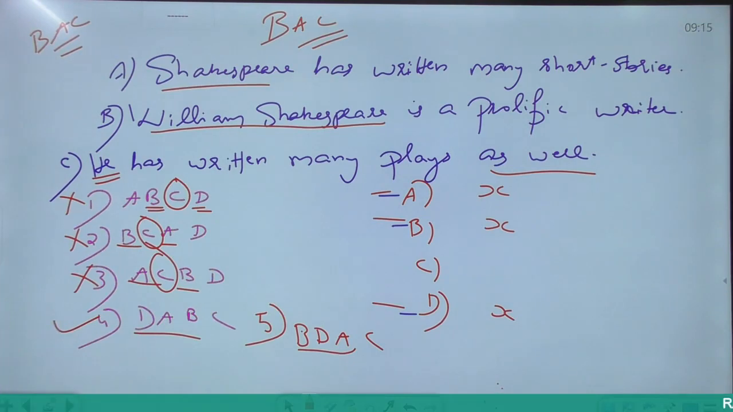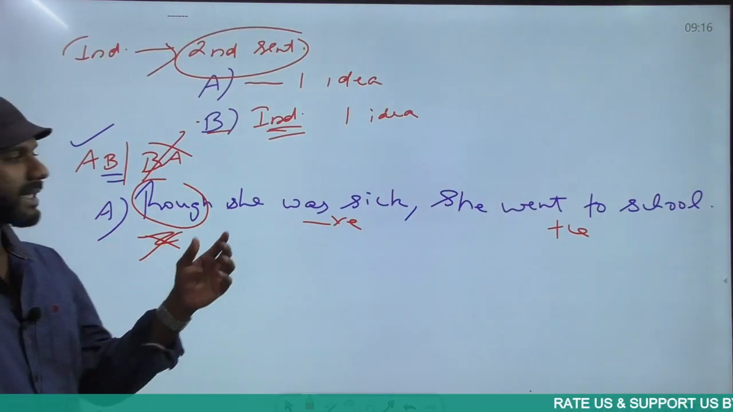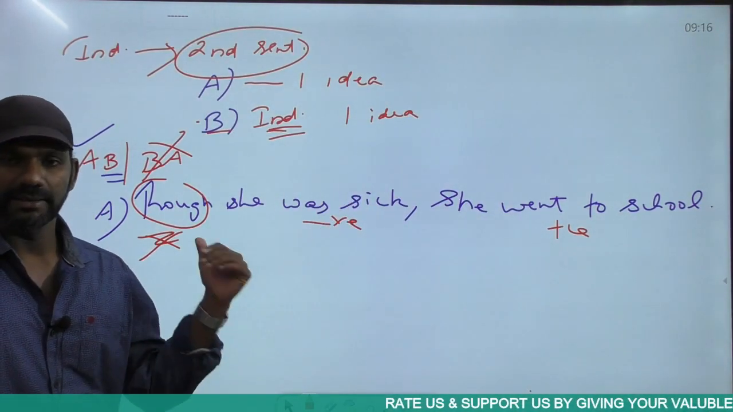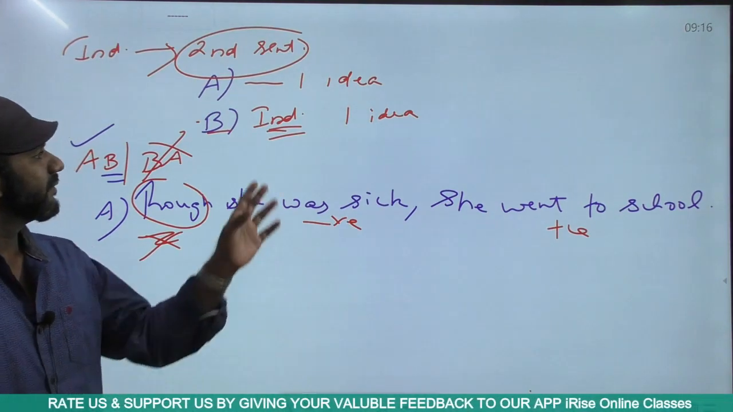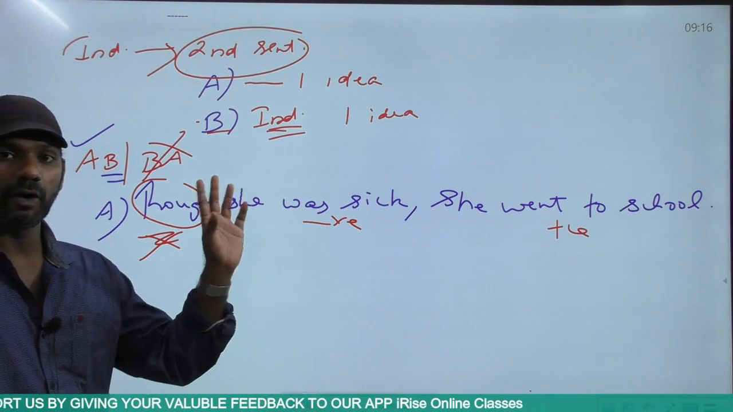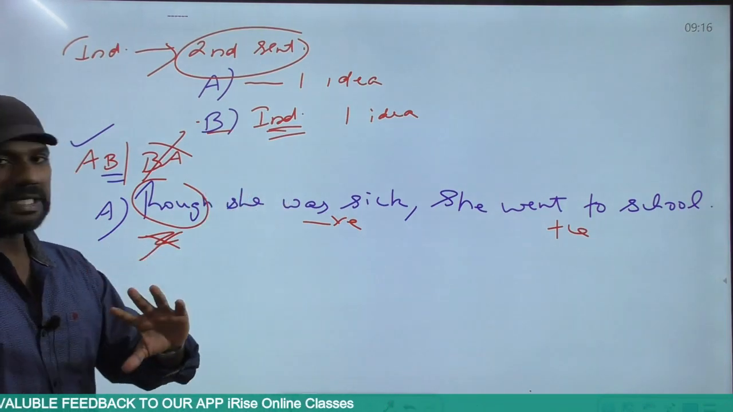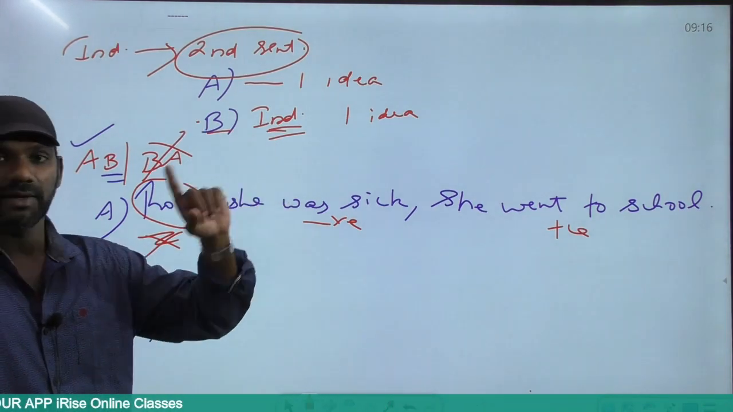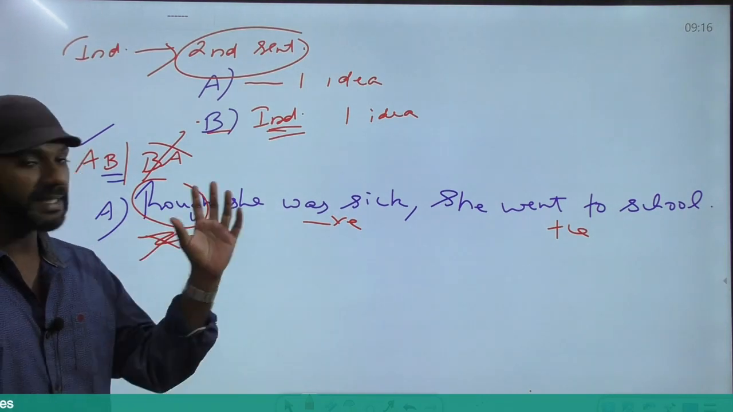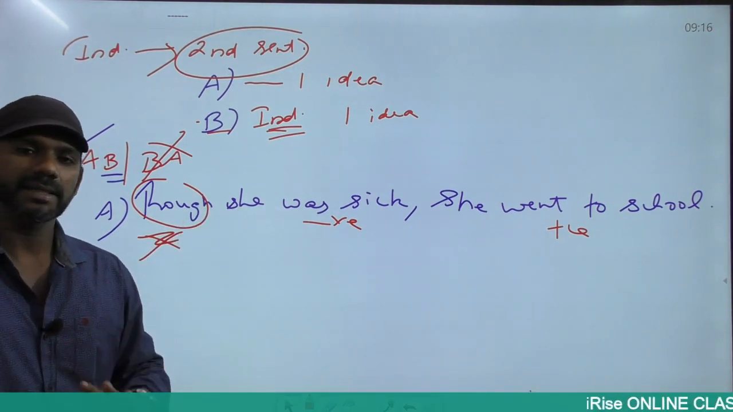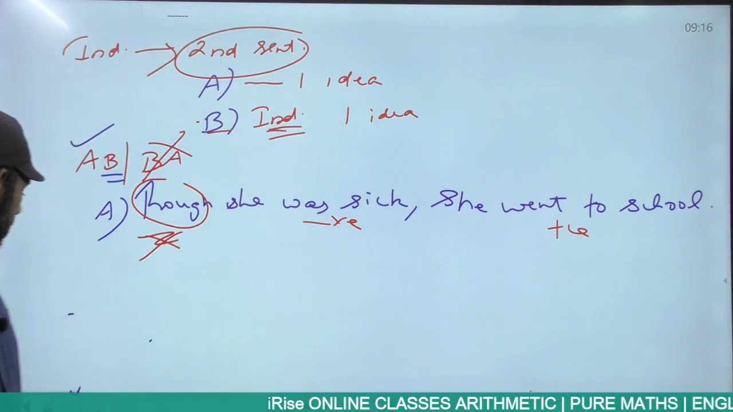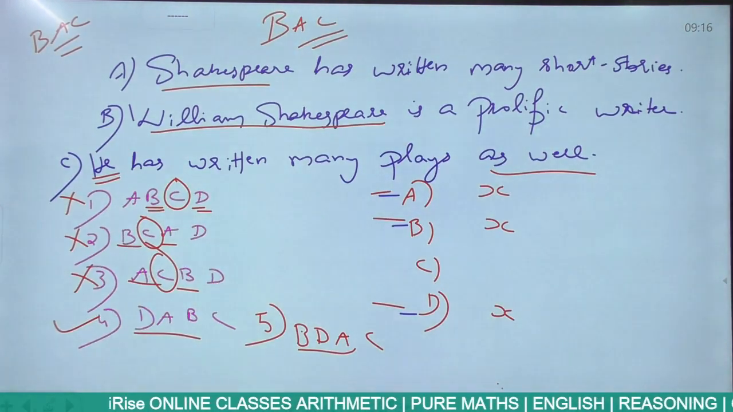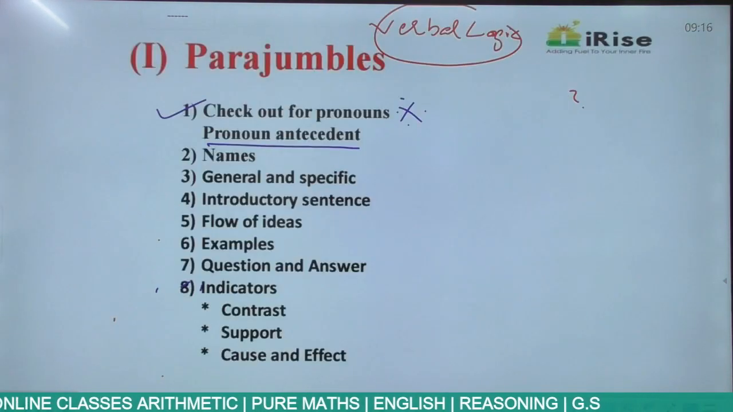Clear? Right. So when a sentence contains an indicator and two ideas, that indicator will not help us in the case of parajumbles. When you find a sentence containing an indicator, see how many ideas are in that sentence. I repeat, when a sentence contains an indicator and one idea, that sentence must be connected to another sentence immediately before it. Clear? So the two sentences getting connected by an indicator can be called a mandatory pair.